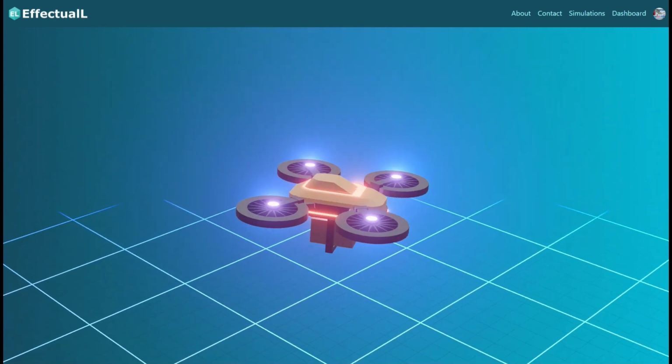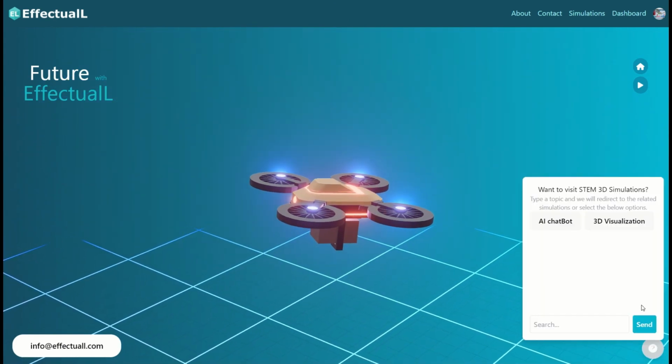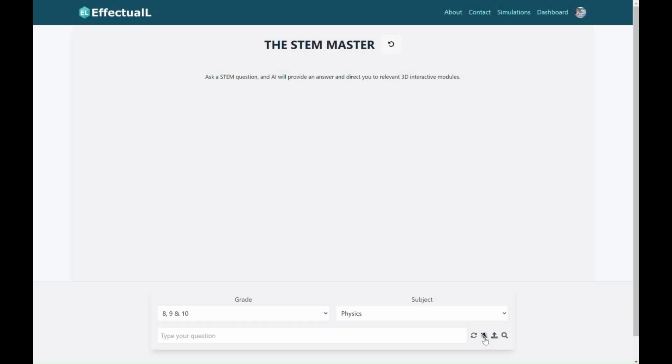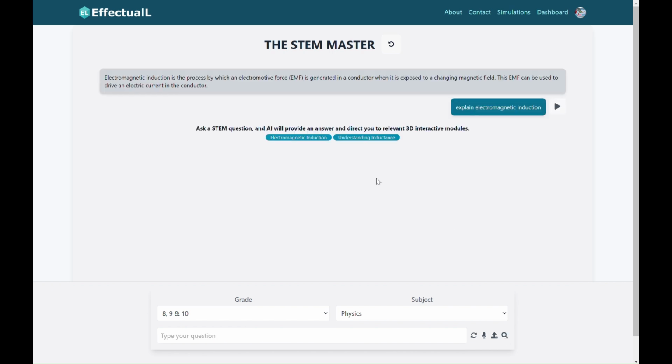Start your exploration by typing a STEM-related query. Let's try electromagnetic induction. Explain electromagnetic induction. Our AI chatbot, powered by Gemini AI, provides interactive module links that guide you in your learning journey. Our AI will assist the student in the exploration of physical problems in the 3D world.